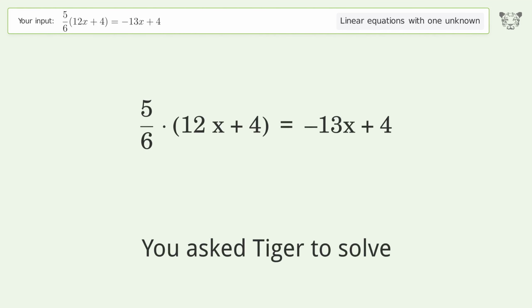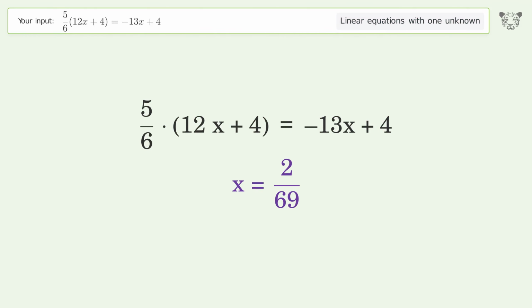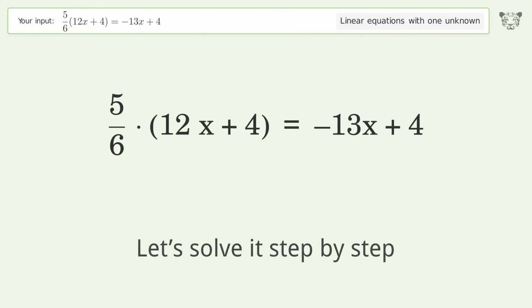You ask Tiger to solve this. This deals with linear equations with one unknown. The final result is x equals 2/69. Let's solve it step by step.